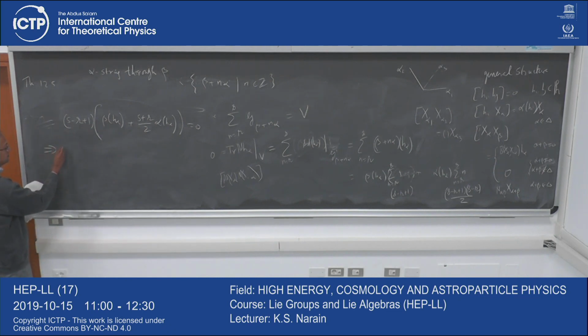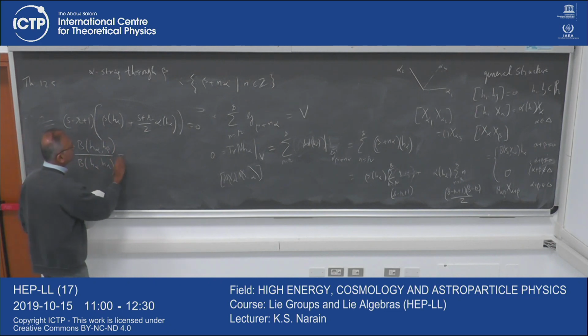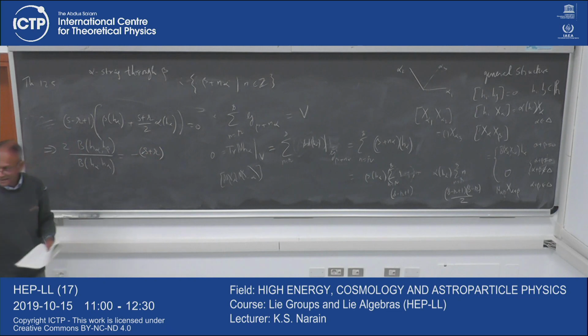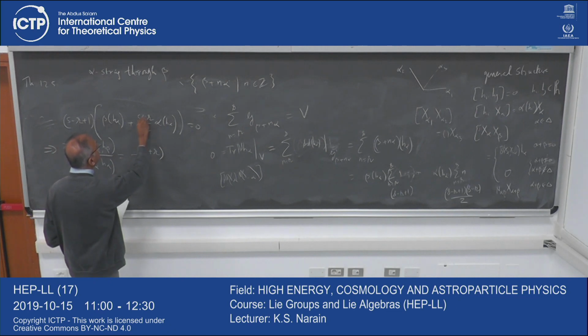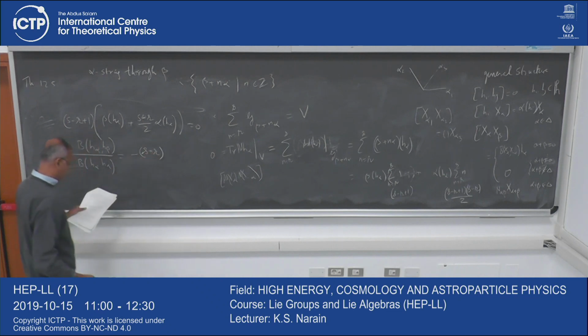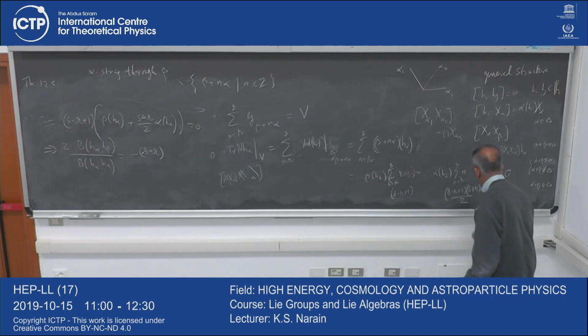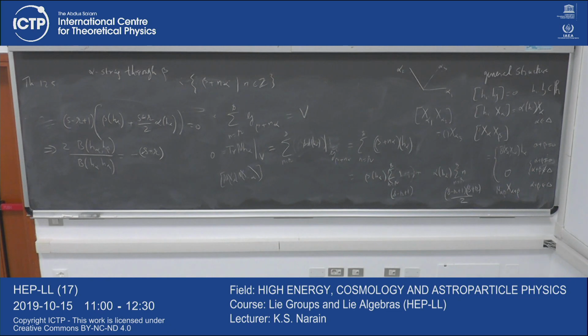So this implies beta of H alpha was nothing else but B of H alpha, H beta, divided by B of H alpha, that's equal to minus S plus R. Huh? S minus R, not S plus. S minus R, correct. Yeah. No, sorry, this is S plus R. No, that should be S plus R.